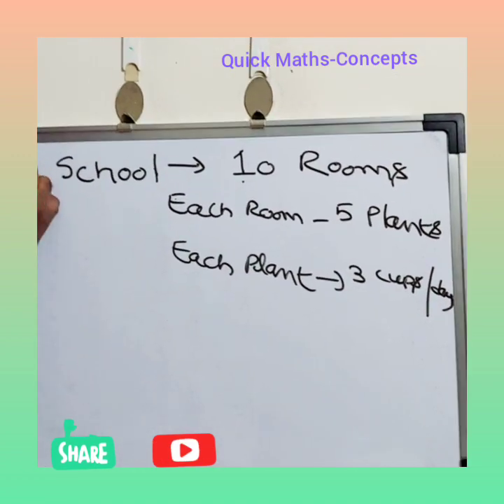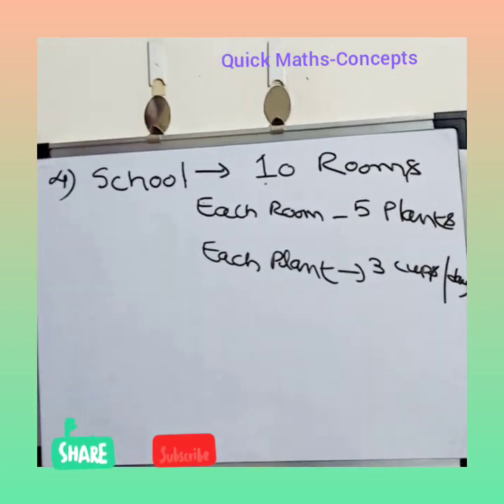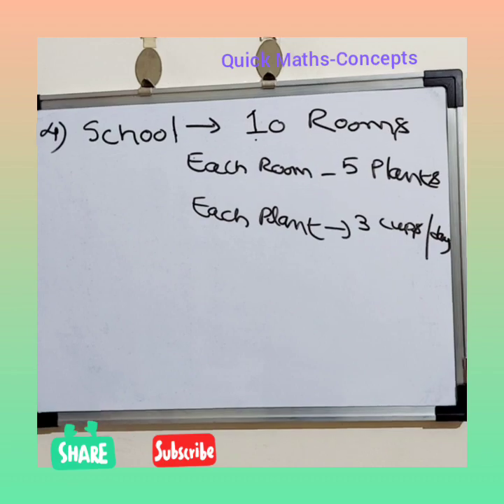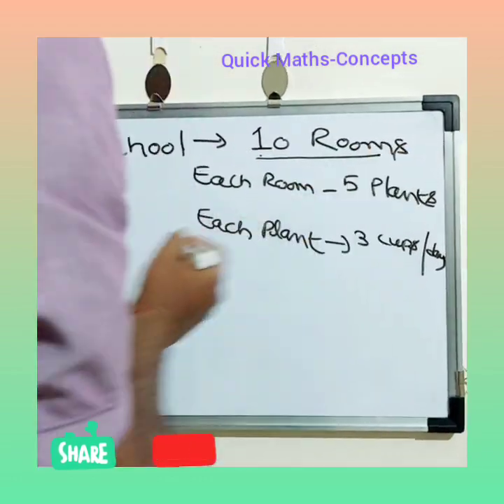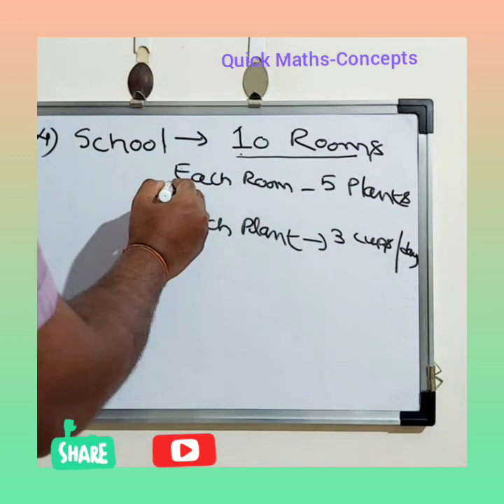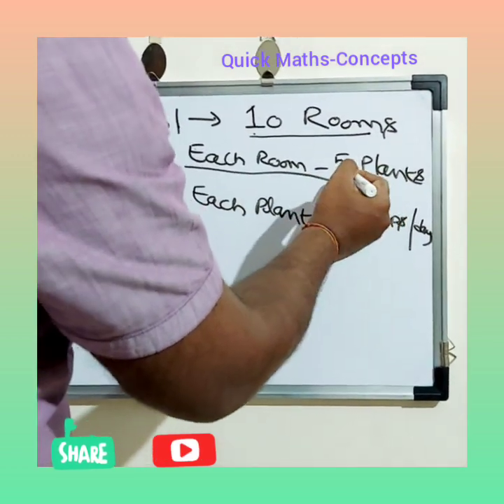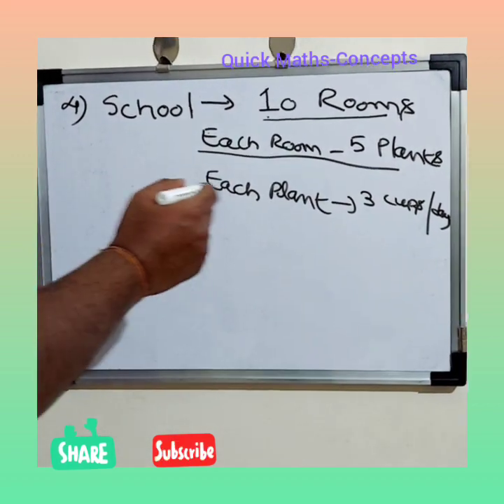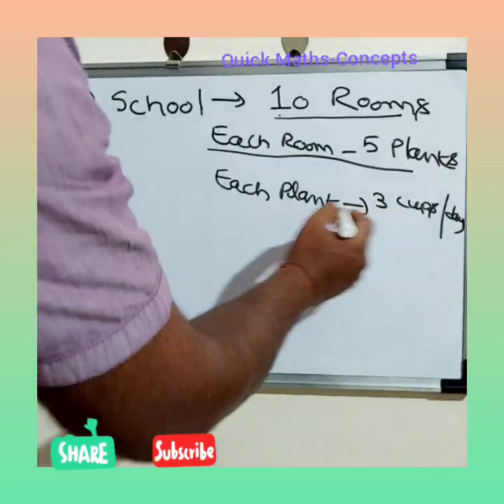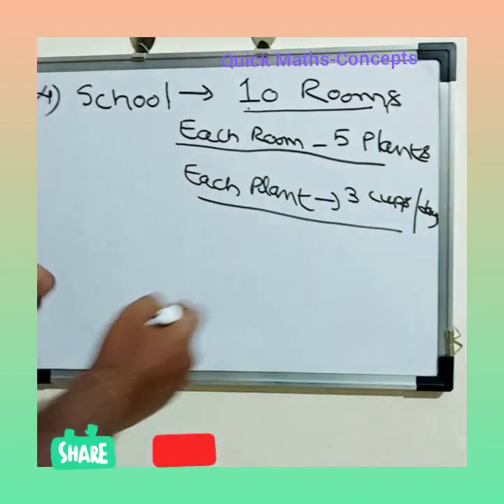We'll discuss one more problem. There is a school. That school contains 10 rooms, and each room has 5 plants planted. To pour water for each plant every day, 3 cups of water are needed every day.